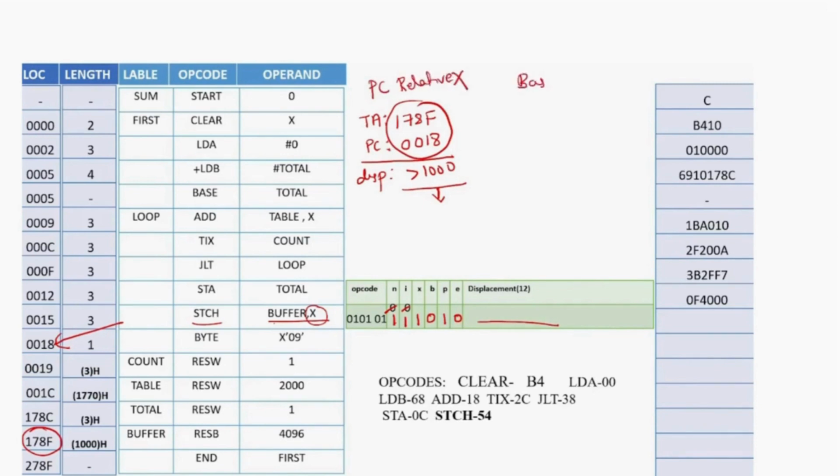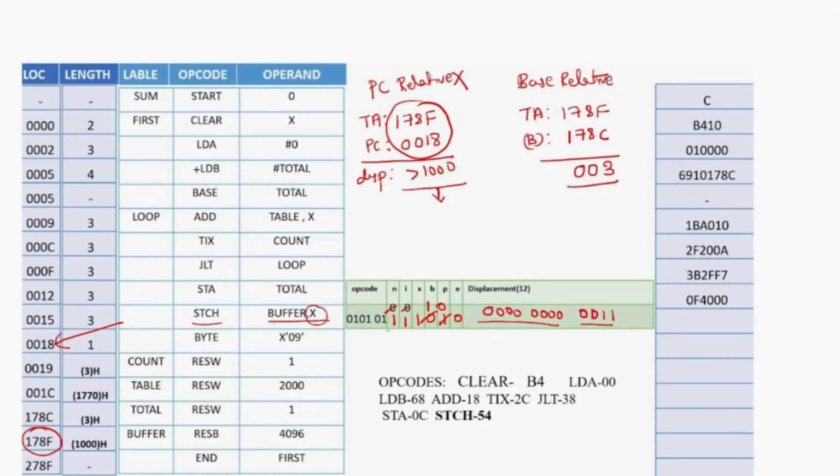So we have to go with base relative addressing. The B value is set to 1 and the P value is set to 0. Now we will calculate the displacement. The target address will not change, that is 178F, and the base value is 178C. So if I take the difference, I'll get the value 003. So this fits in 12 bits.